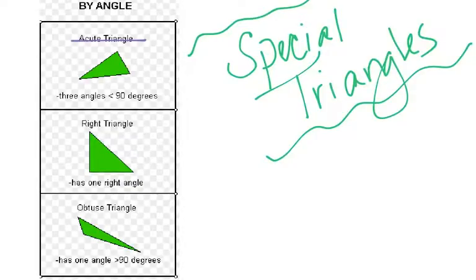Now, I wonder, do you guys remember the three angles inside of a triangle? What do they add up to be? Well, they add up to be 180 degrees. Hopefully you remember that. So an acute triangle has three angles that are all less than 90 degrees. Then you have a right triangle. Inside of a right triangle, one of those angles is going to be a right angle. The other two angles are going to be acute angles.